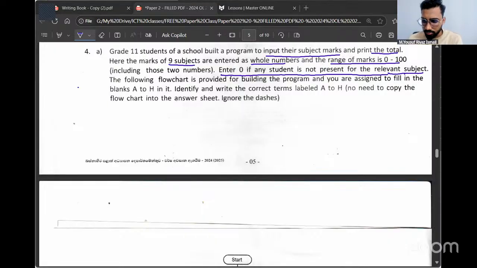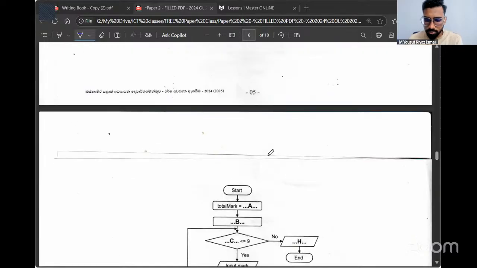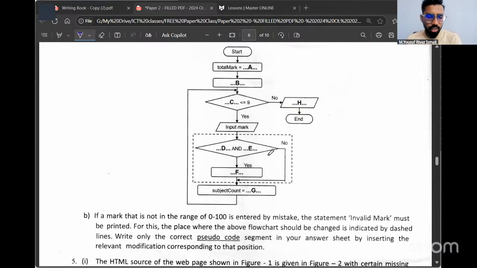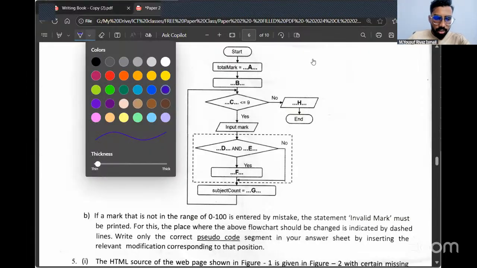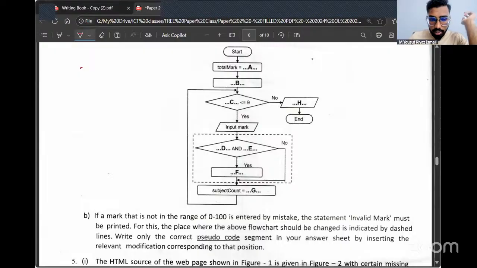Let's check. Okay, let's check. So initially they have said total marks equals what? Before you start adding everyone's marks together, the total marks is anyway going to be 0, right? So therefore, A is going to be 0. That is the initial value of total marks before we get any students' marks.